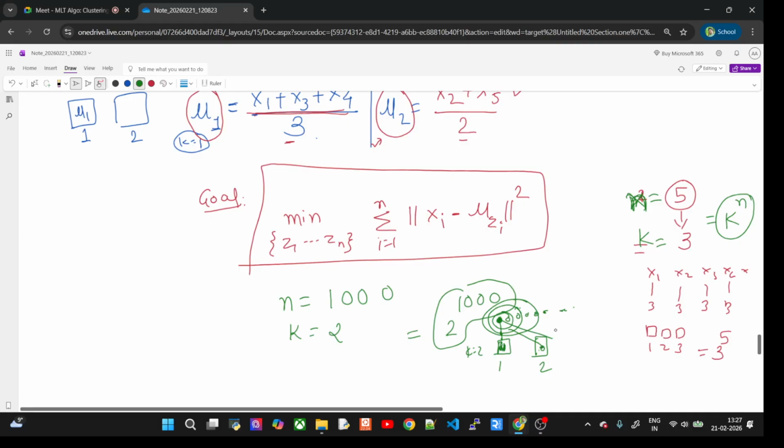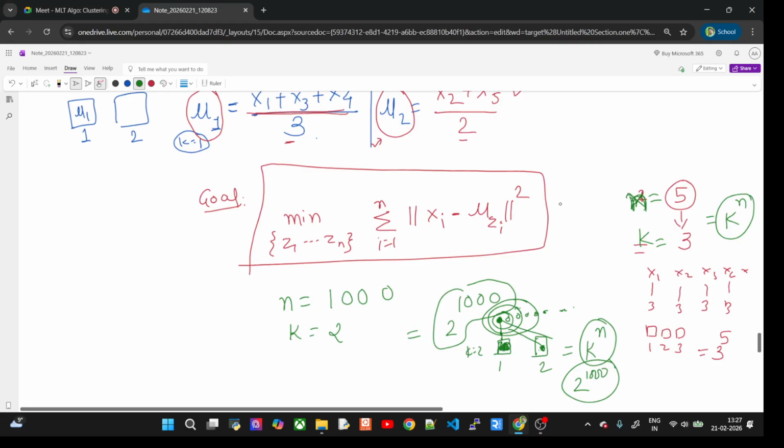And also there are empty boxes. If I consider empty boxes, if I want to put everything here and nothing here, or some combination here and no combinations here, then the total combinations will be k raised to n, which is nothing but 2 raised to 1000. That's a very huge amount. It's not infinite, it's finite only, but a very huge amount.